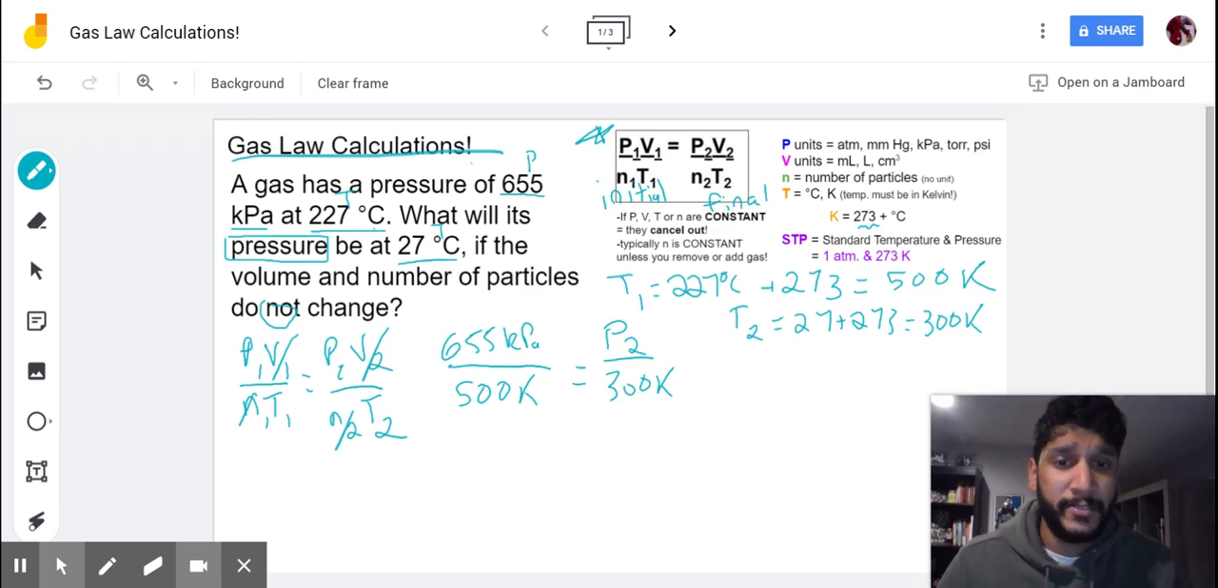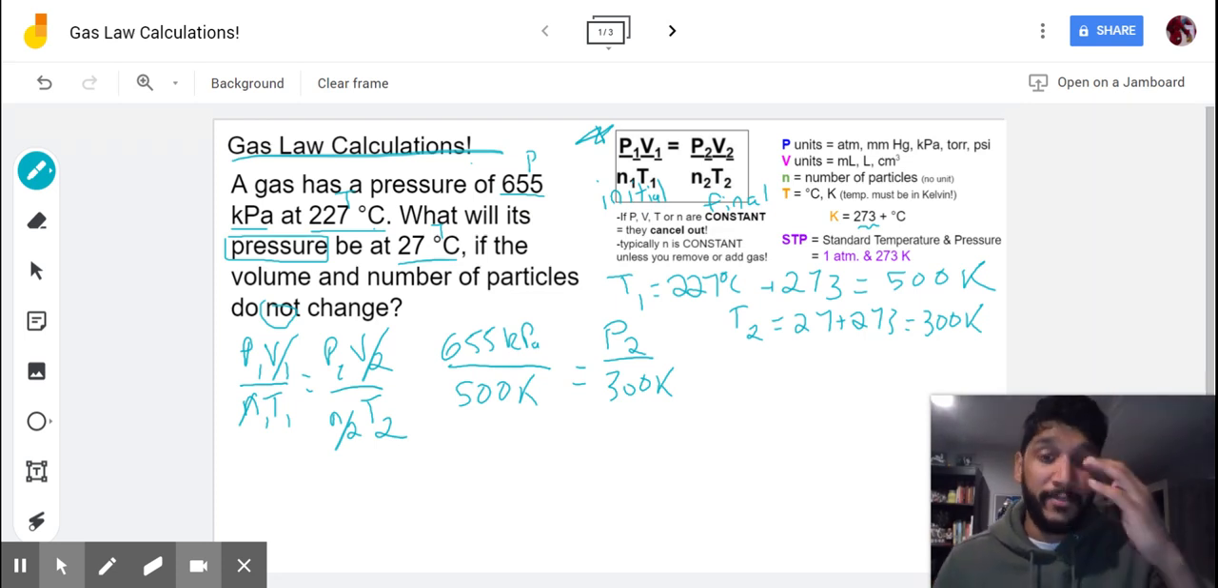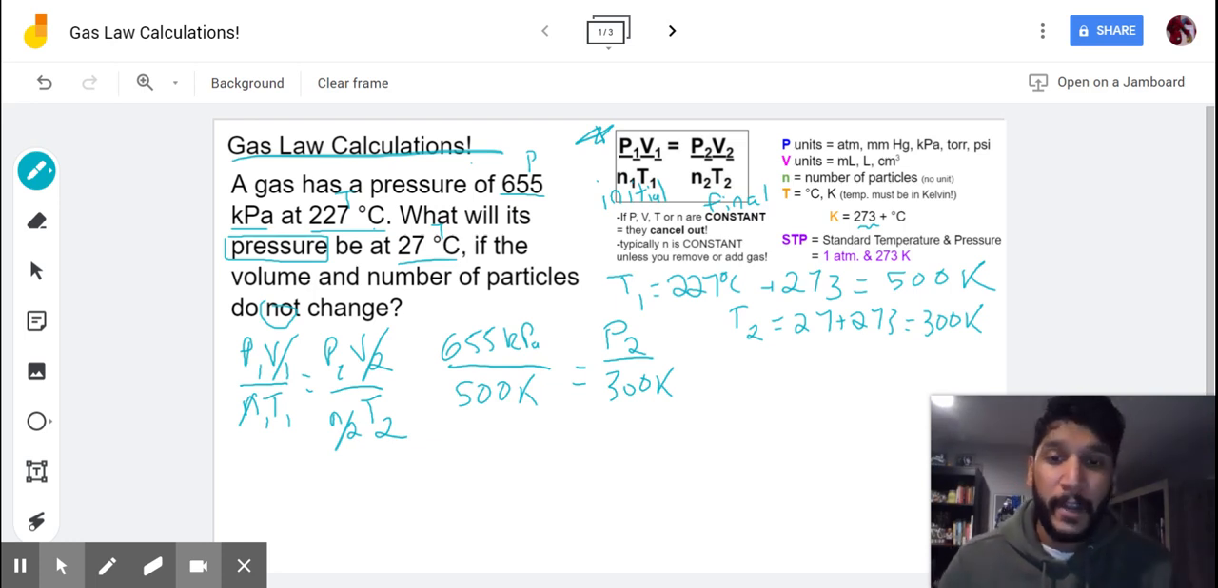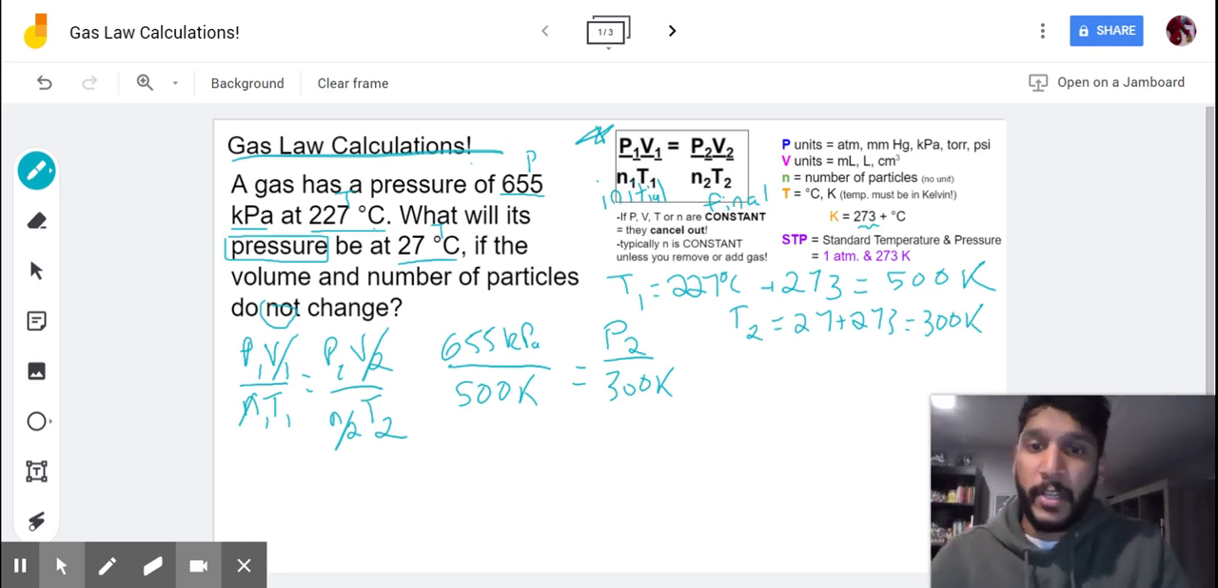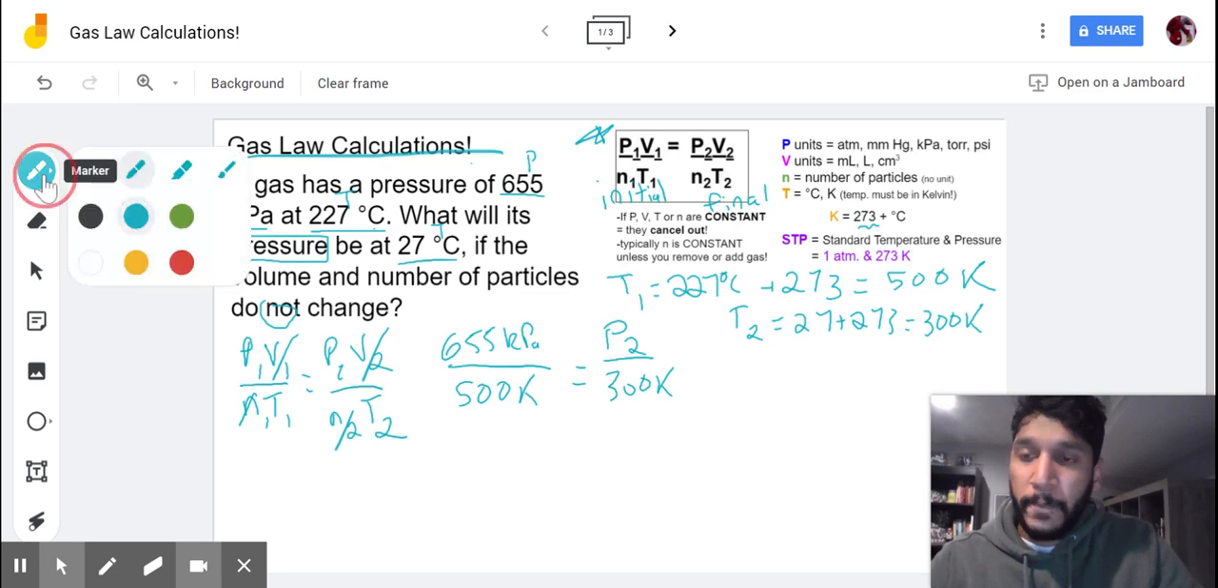You could multiply both sides by 300 Kelvin and get rid of 300 Kelvin and then just do math from there. You could also cross multiply. I'm going to show the cross multiplication way, but the video I'll link over here shows the alternative way of doing it. So I'm going to change colors over here.